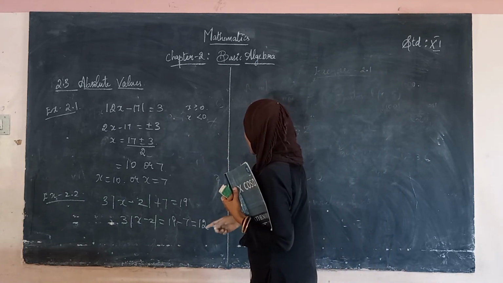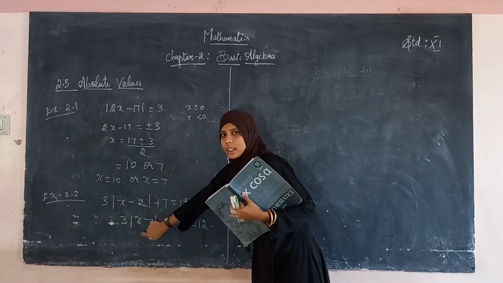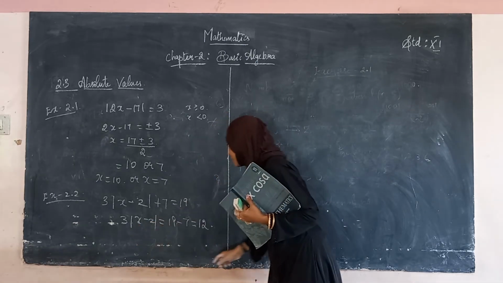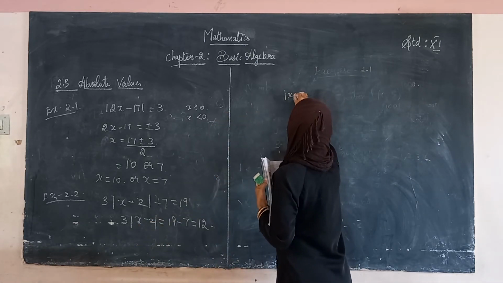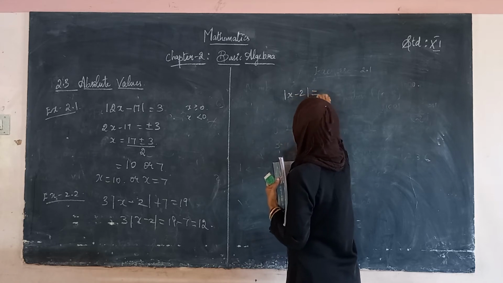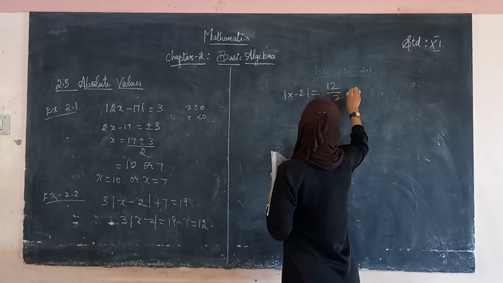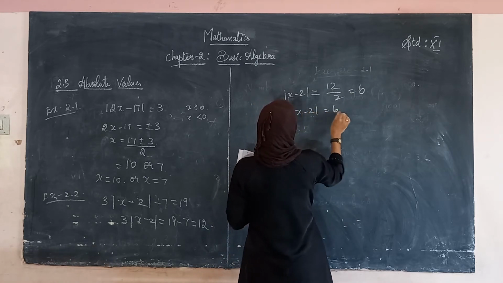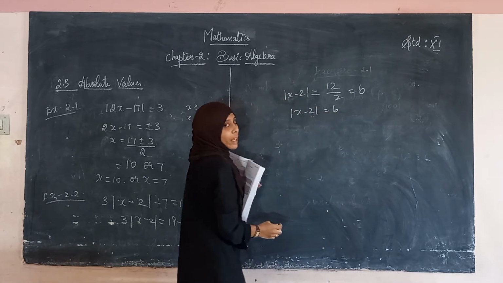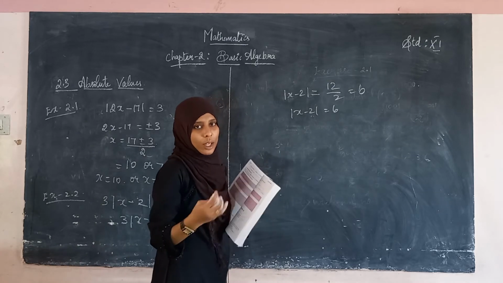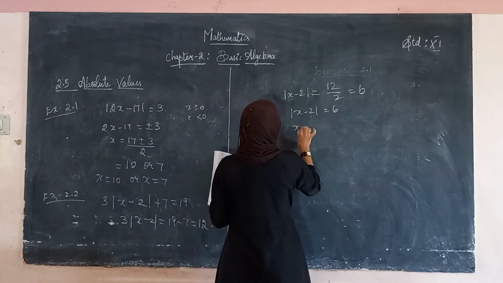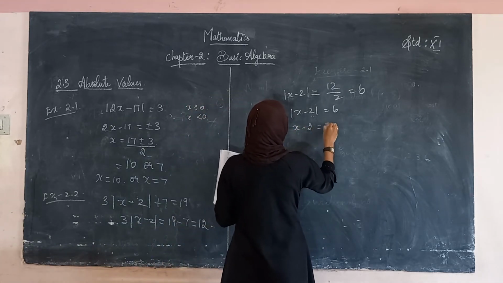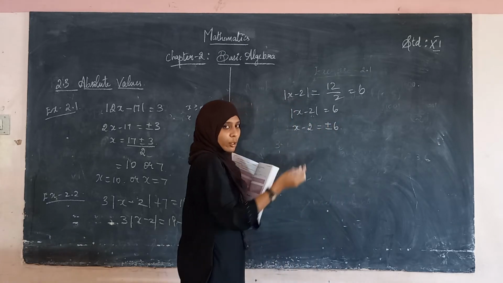Then again, take this modulus alone to the left hand side and bring this 3 to the right hand side. Modulus of x minus 2 is equal to 12 divided by 2, which is equal to 6. That is, modulus of x minus 2 is equal to 6. Remove the modulus, we don't know the value of x, whether it is greater than or equal to 0 or less than 0. Therefore, when removing, the right hand side becomes plus or minus. It takes any one of the values.